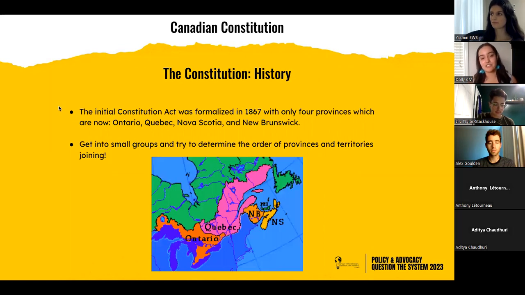The initial Constitution Act was formalized in 1867, but only 4 provinces actually were part of it. So it does look much different than what we would expect if it were reflective of present day Canada.